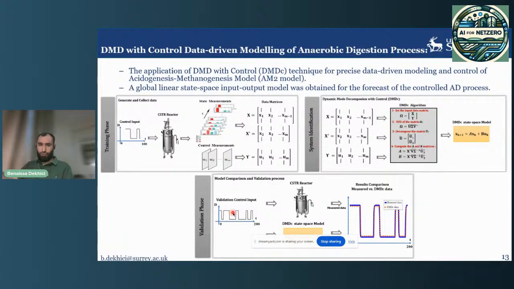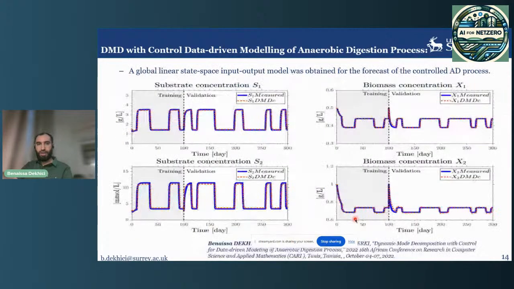And of course, we need to do some validation here. We have applied a different validation control for a longer period for both the original AM2 model and the DMDC model, and compared the measured with the simulated, of course. Here we have the results. You can see that the training data was for 100 days, and you can see all the concentrations are following the original system, which is really important sometimes when you want to do control in this kind of models or technologies. You have to rely on some really simple models in order to take the process further.